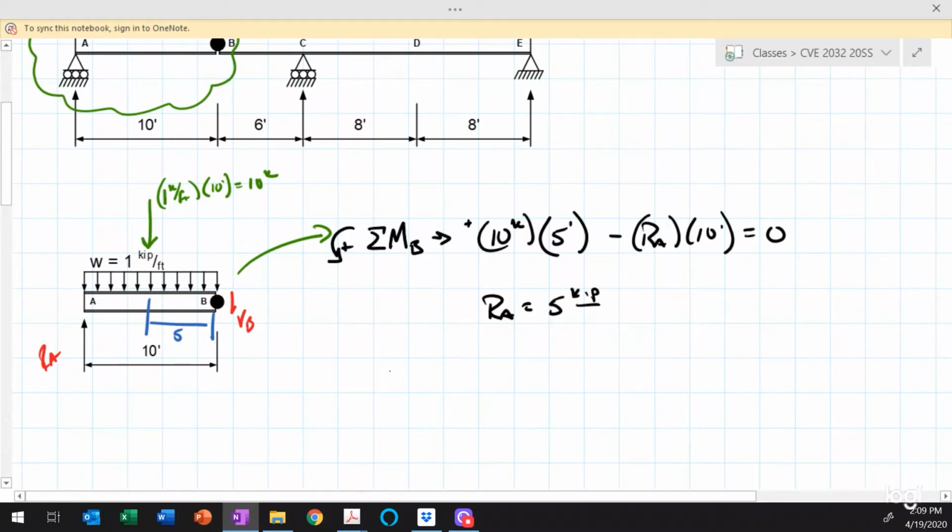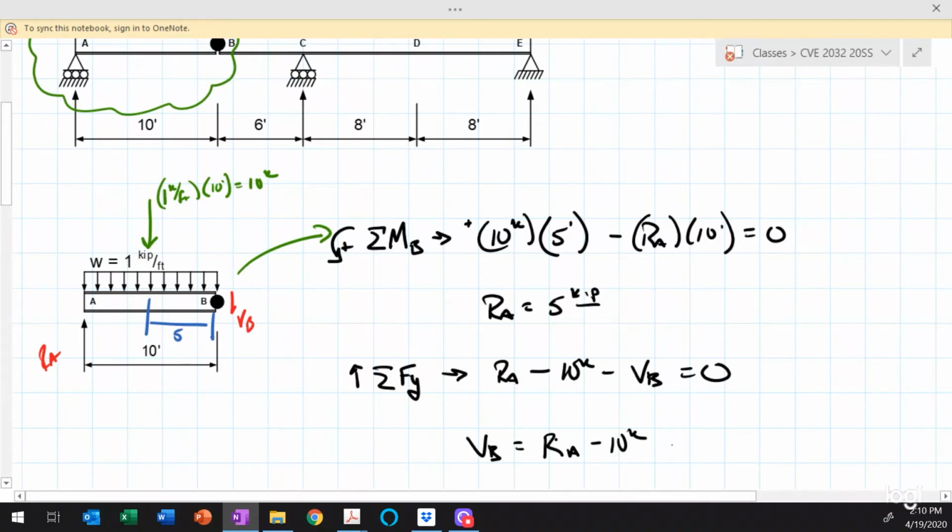Now I could also solve for the shear force at B. So if I take the sum of the forces in the y direction, take that as up, then what I end up with is R sub A minus 10 kips minus V sub B is equal to 0. So I end up with V sub B equal to R sub A minus 10 kips, or I end up with that equal to minus 5 kips. All right.